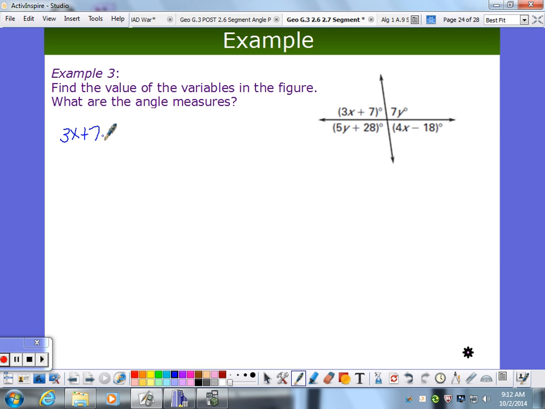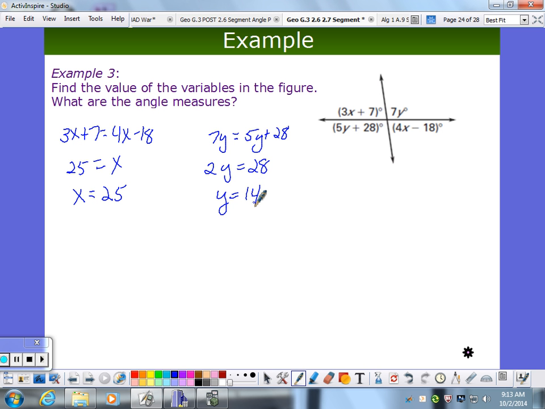So 3x plus 7 equals 4x minus 18 because vertical angles are congruent. I can also set up the other one, 7y equals 5y plus 28. Same reason, vertical angles are congruent. And now I can solve this. So x equals 25. I'll use the symmetric property as well, flipping that around. This one becomes 2y equals 28. Looks like y is 14. So now we've done this before, but now we're applying postulates and theorems, saying why we can do it. Yeah? You got it?